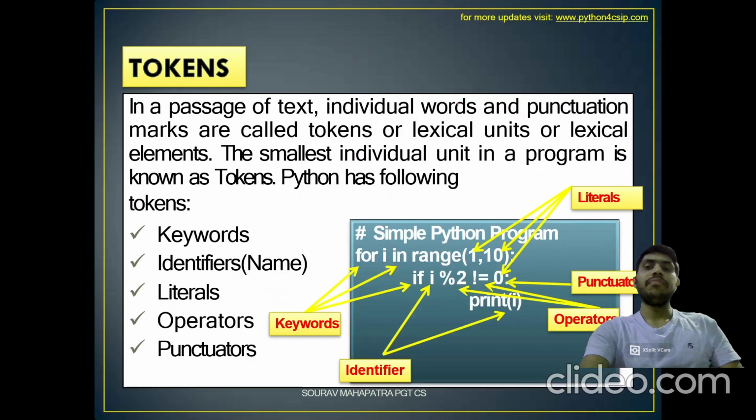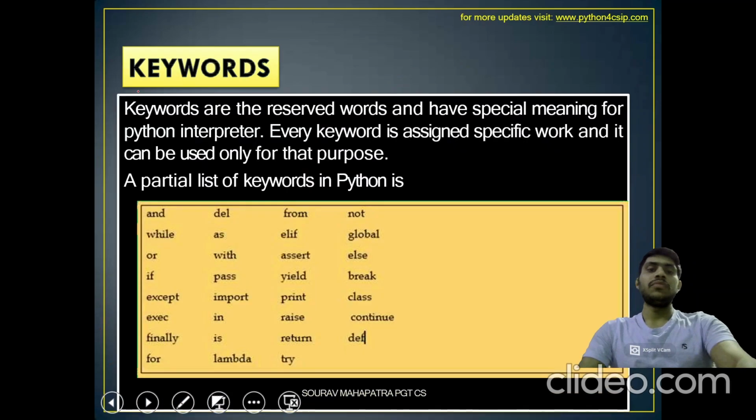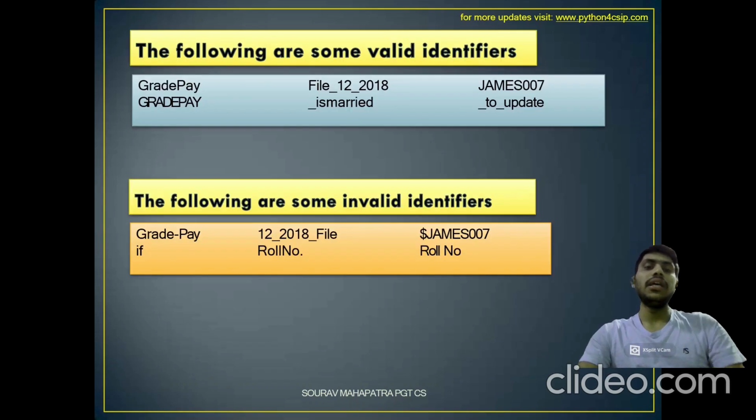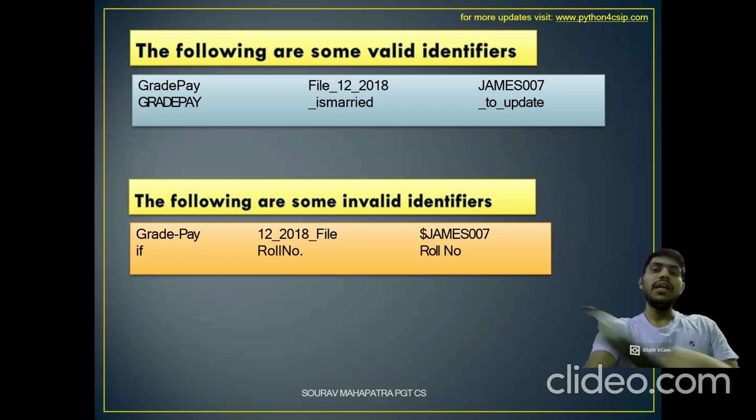We have already discussed tokens. The list of tokens: keywords, these are the keywords, reserved words, identifier rules. I have already told you in yesterday's class. I am just revising it, recapitulating. So the following are some valid identifiers.